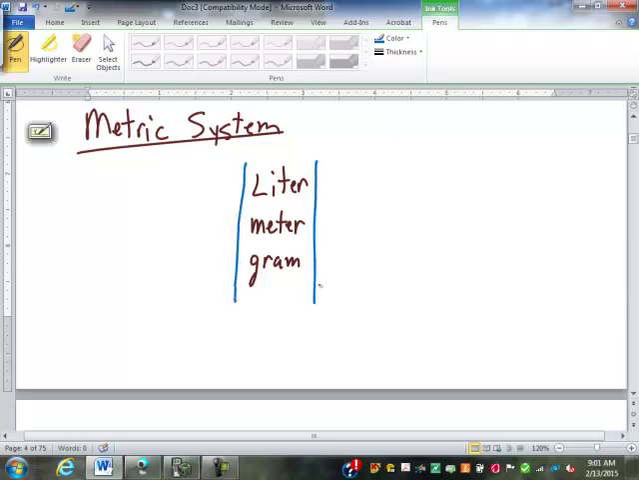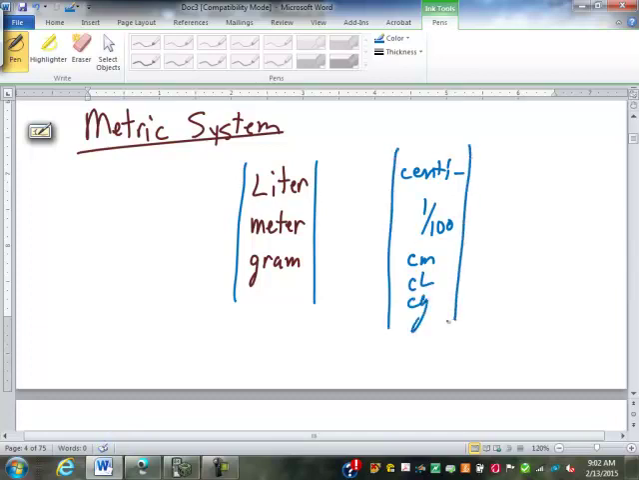For example, the prefix centi stands for 1/100th. I started out with centi because that's probably the most popular one. Centimeter, centiliter, centigram, like that. At least it's the one that most people hear the most often or are most familiar with. It's actually not the most used outside the United States, but we'll get to that in a second. There's the prefix deci, which means 1/10. It's abbreviated with a D, so deciliter, decimeter, decigram.